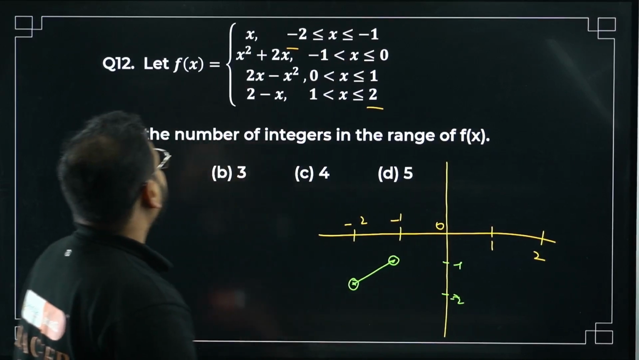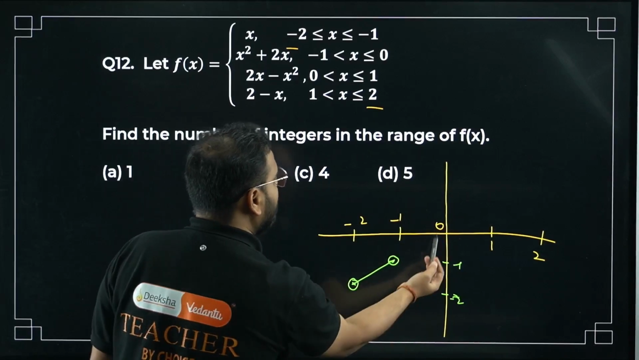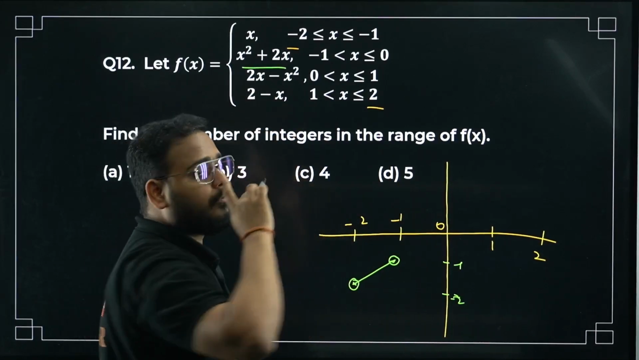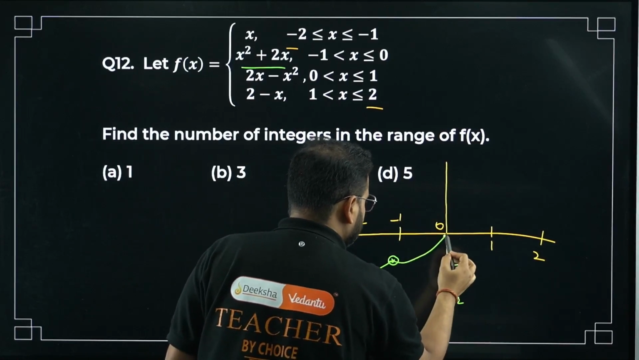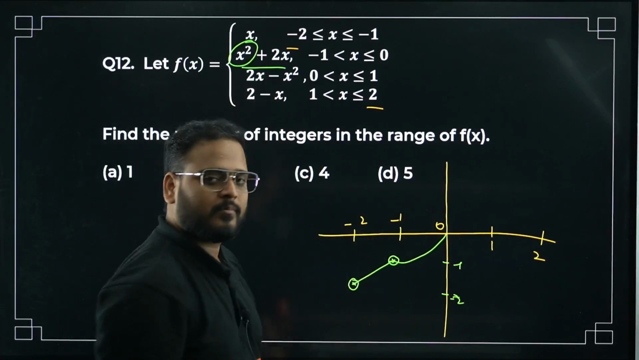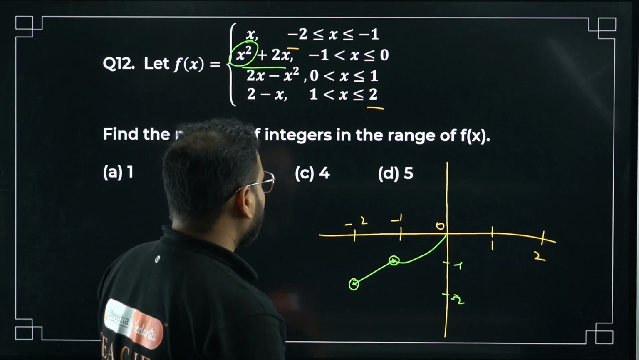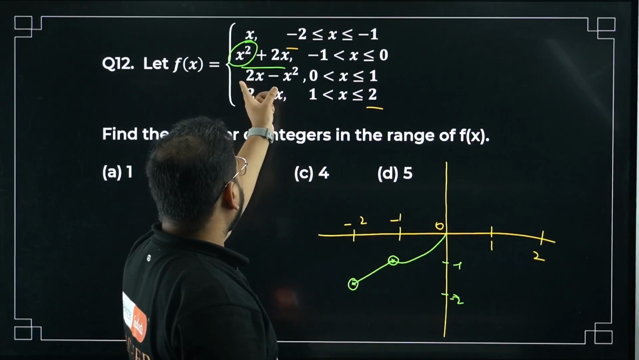Next, x square plus 2x from minus 1 to 0. It's a parabola. What parabola, sir? Upward parabola. How come, sir? Positive coefficient of x square. That's why it is an upward parabola. Next, from 0 to 1, we have a downward parabola, 2x minus x square.